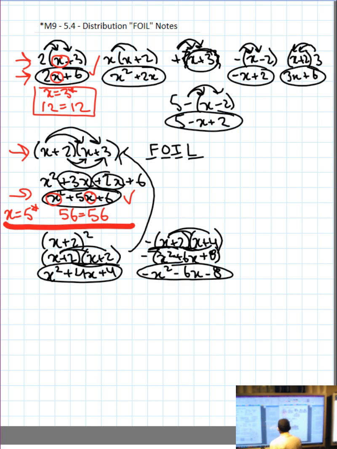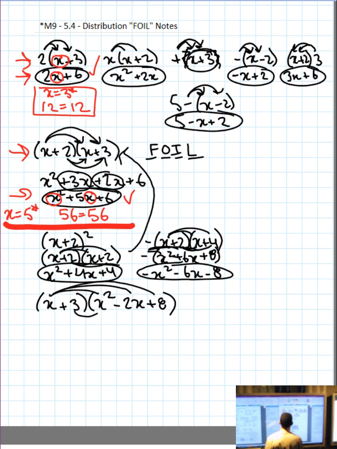Okay, so let's take a look at another one. x plus 3x squared minus 2x plus 8. And we're just going to do a triple FOIL. 1, 2, 3, 4, 5, 6.